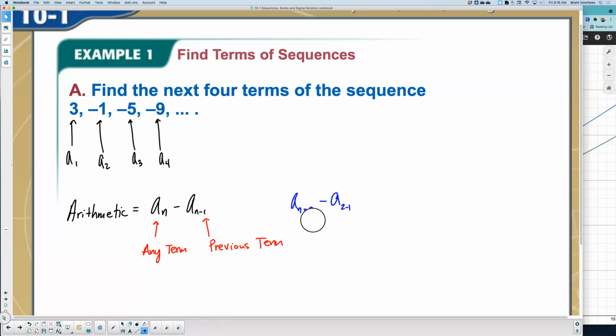So if n equaled 2, then you would say, hey, I want the second term minus the first term, which in this case would be negative 1 minus 3, which we would get the negative 4. And that is what it's changing by. That we'll call a common difference.